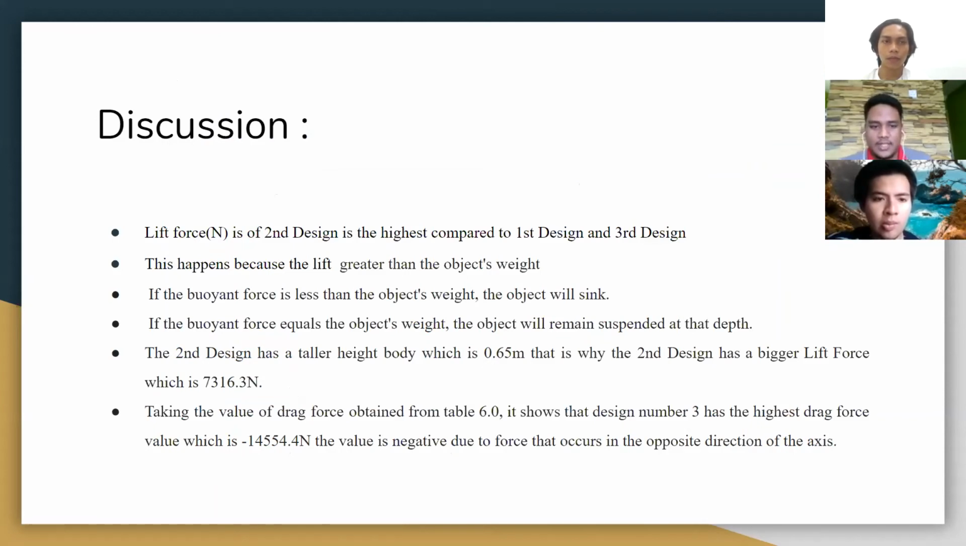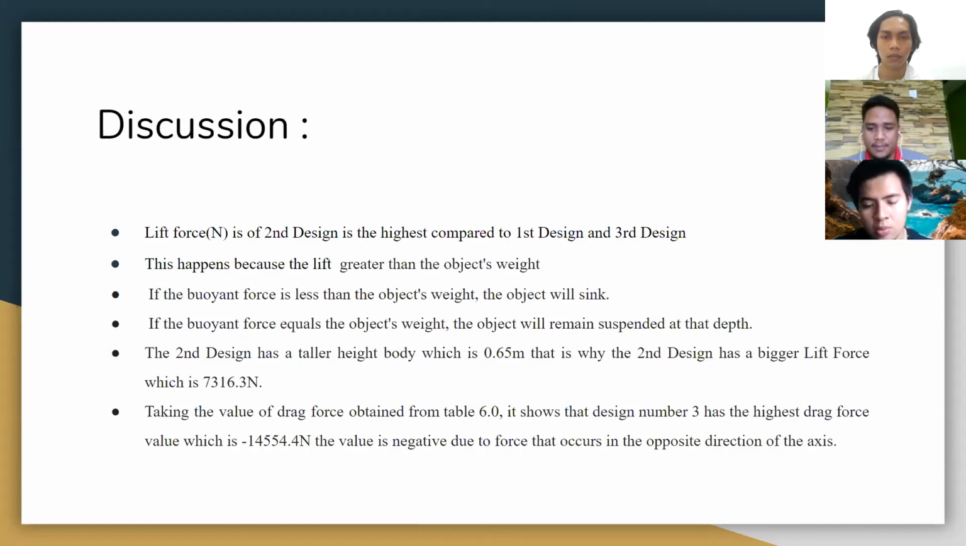So for the discussion of this experiment, we can see that the lift force of the second design is the highest, compared to the first design and the third design. This happened because the lift is greater than the object weight. So this makes the second boat float on the water.